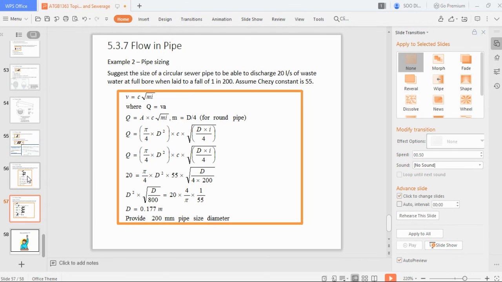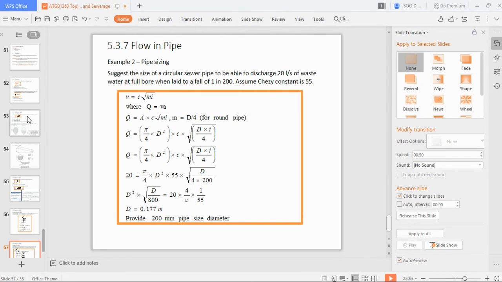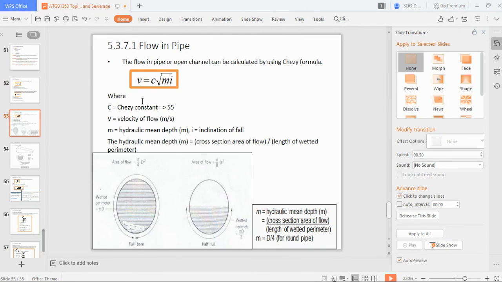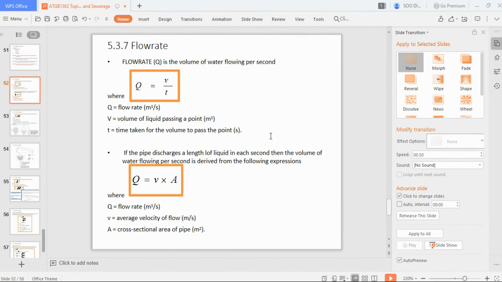So this is only the calculation part for your topic 5. You only have to make use of these formulas: Q equals V multiplied by A, and then V equals C square root of MI. So you're using Chezy's formula, and Q equals VA.